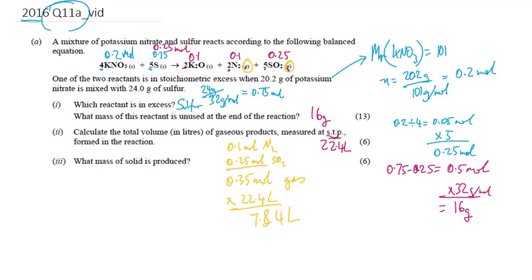What is the mass of solid produced? Well, the solid is potassium oxide, and the relative molecular mass equals 94. And we got 0.1 mole of it, so 94 times 0.1 would be 9.4.